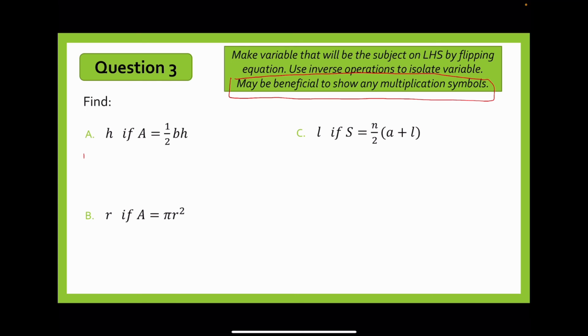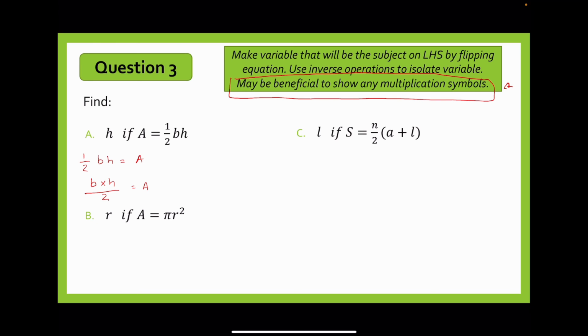If I was to flip the equation, this is what the equation would now look like. But I've also stated that it might be helpful for you to include multiplication signs. So I'm going to rewrite this in a different manner. Half bh is the same thing as writing b times h divided by 2 is equal to A. That's the exact same thing, right? I've just rearranged it and put it in a slightly different manner, but they both have the exact same meaning. And you're trying to solve for h.